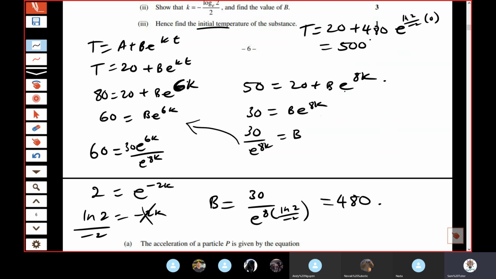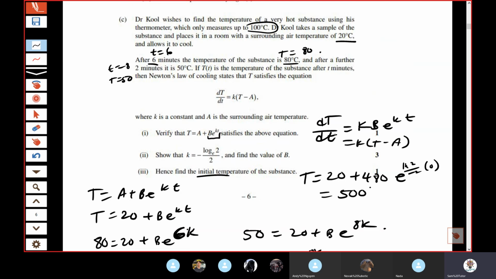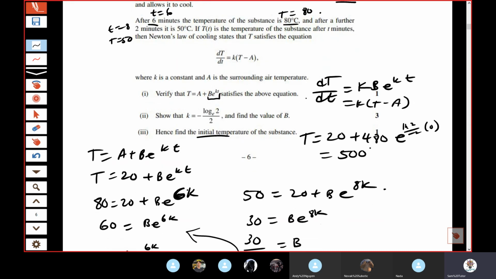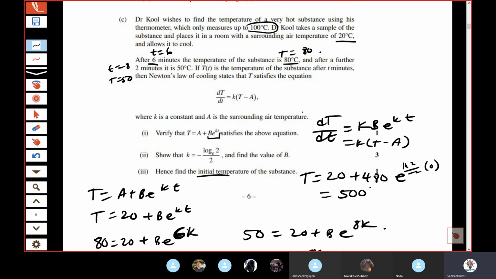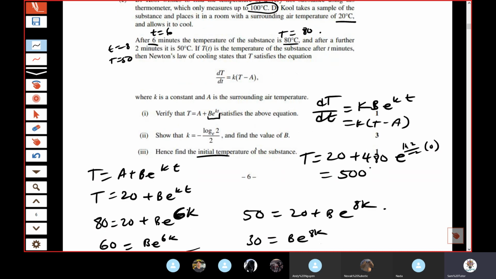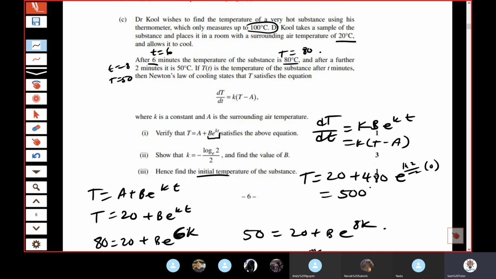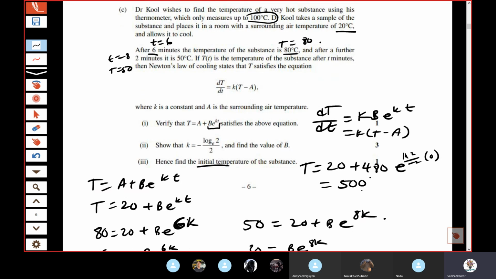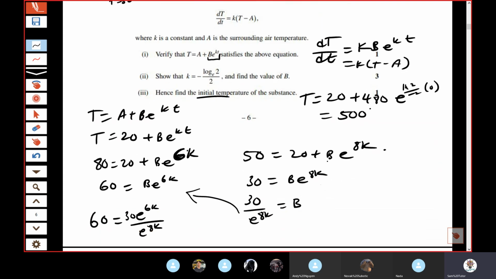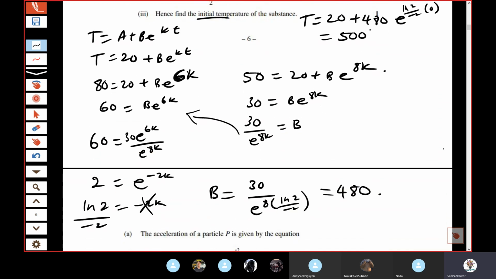That's really weird, isn't it? Didn't it say using a thermometer which only measures up to 100? No. That's weird. Hold on. I don't know if I like that answer. Hence find the initial temperature of a substance. Wait, using his thermometer which only measures, sorry, the substance is 500 degrees, it's fine. The thermometer only goes up to 100. You're not going to be able to measure it. Strange, but that's how that works.